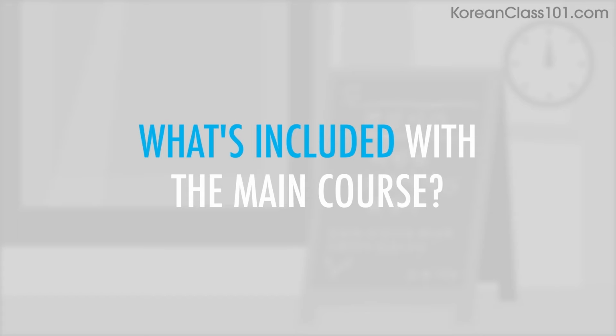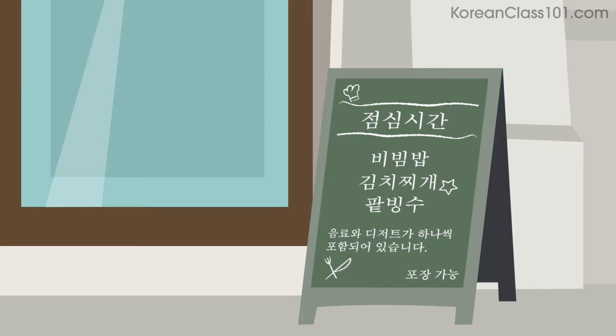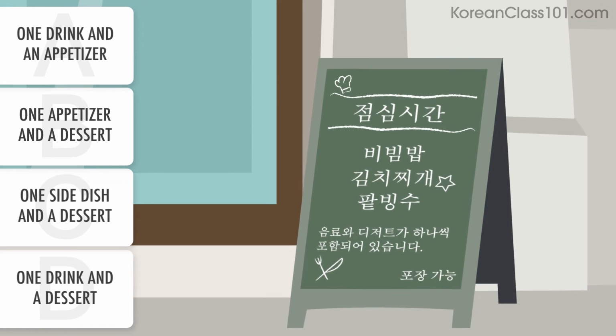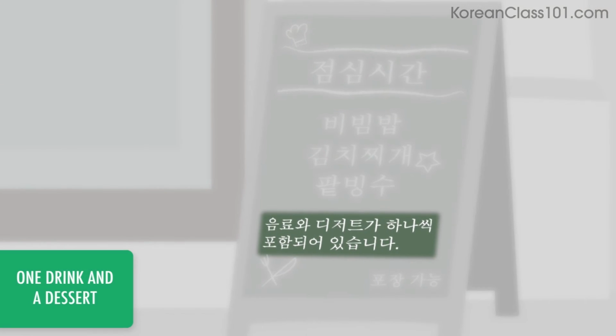What's included with the main course? The sign says, 1 drink and a dessert are included. 음료와 디저트가 하나씩 포함되어 있습니다.